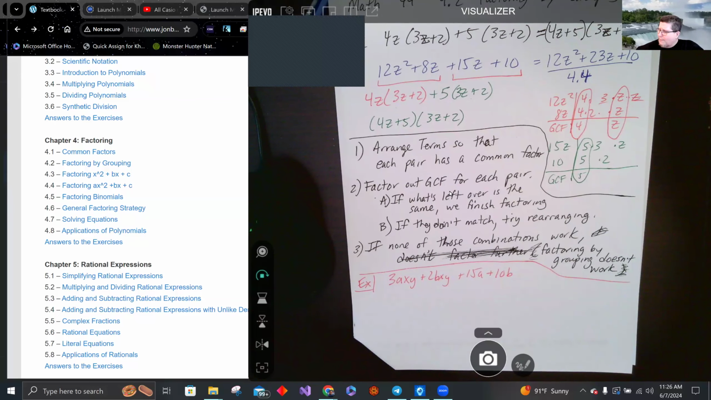All right, we're going to go by pairs. This is 3 times 3 times 3 times x squared. Nope, only 2 3s. This is 3 times 3 times 3. So the GCF here is 9. And I'm left with x squared plus 3.